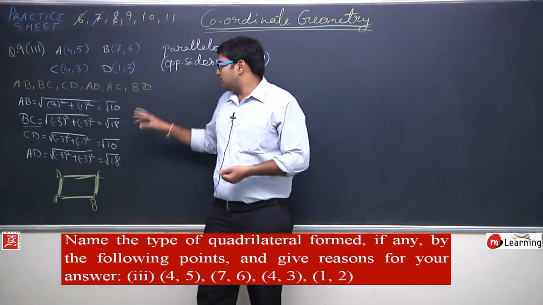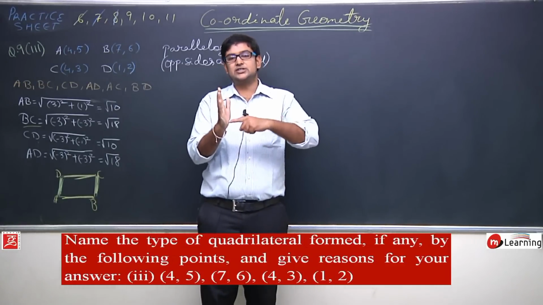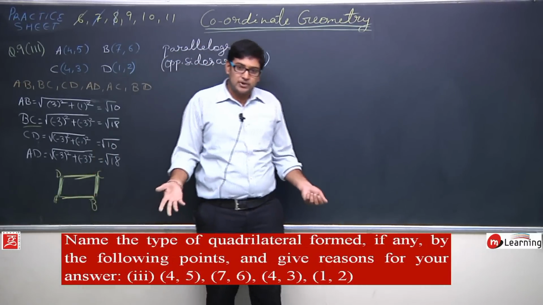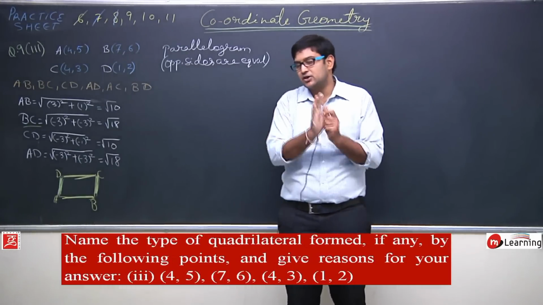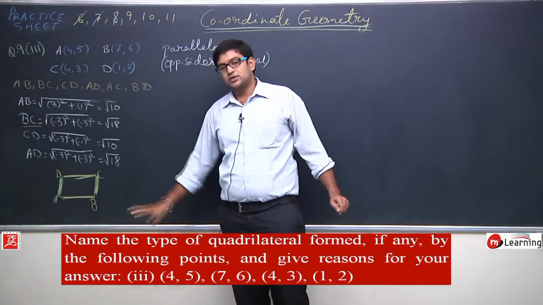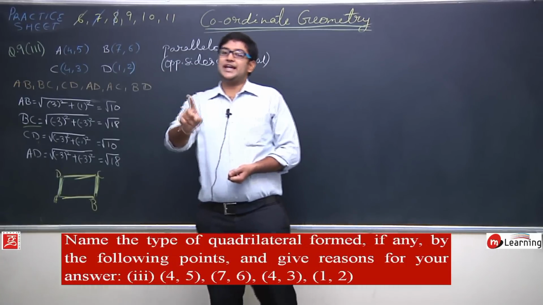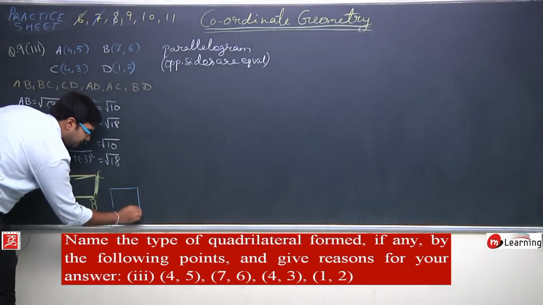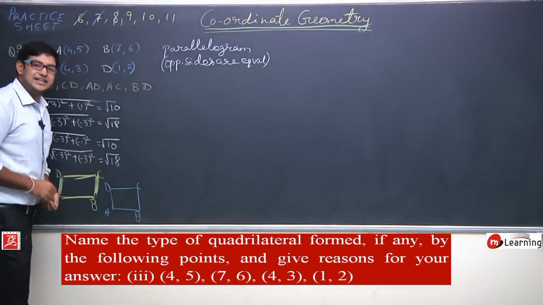Now, since opposite sides are equal but adjacent sides are not equal, adjacent means just joining side, this AB is not equal to BC. So it can't be a rhombus or a square. It is not a rhombus, it is not a square, but it is a parallelogram. Now, a parallelogram can also be a rectangle, because in a rectangle also you have opposite sides equal but adjacent sides unequal.